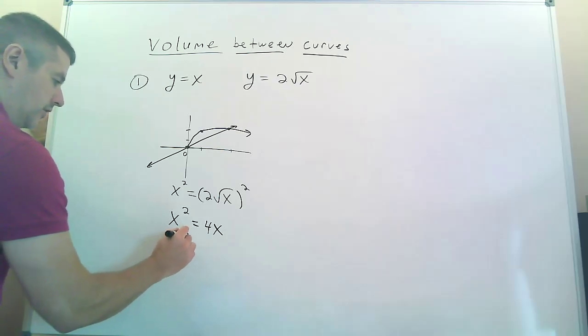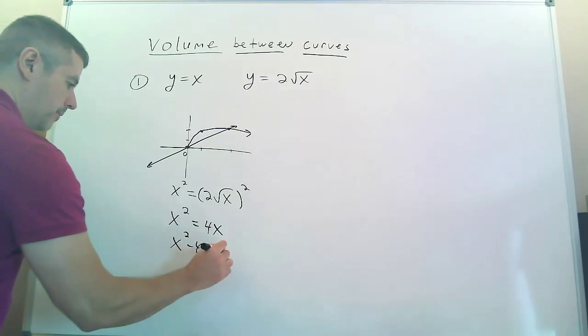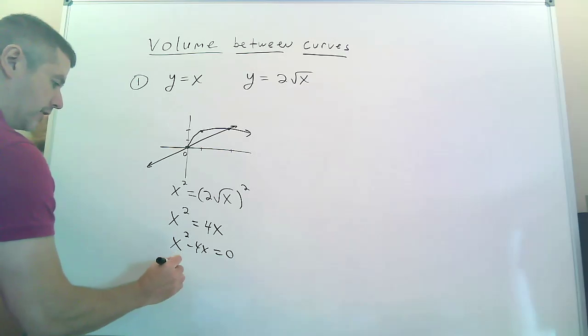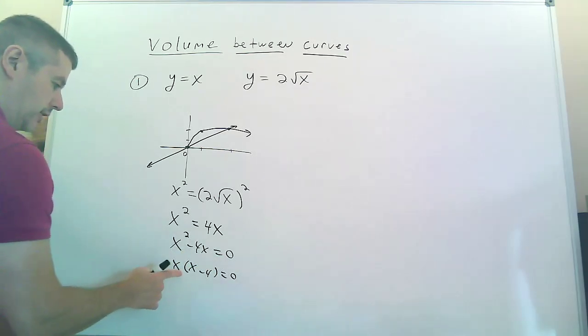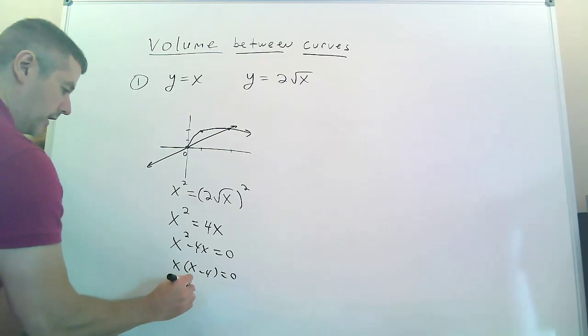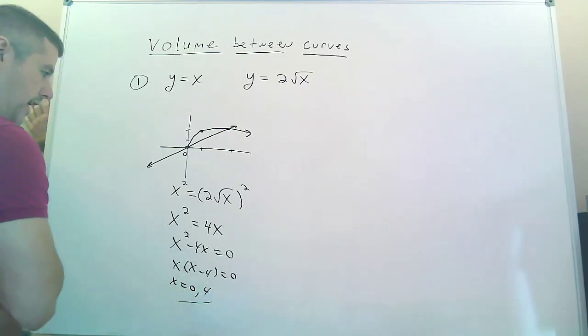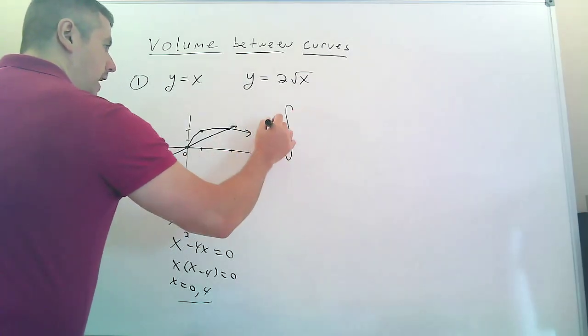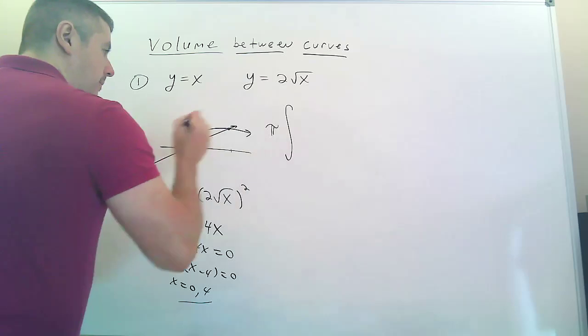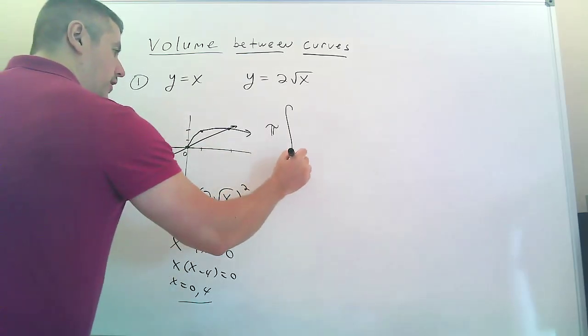Now you set it equal to 0. Greatest common factor is x. Factor it out. So then you get x equals 0 and x equals 4, right? We're in Calc 2. We don't need to show that step there. So I know that I'm going to integrate, right? Now again, volume. There's a pi. I'm going to integrate between 0 and 4.